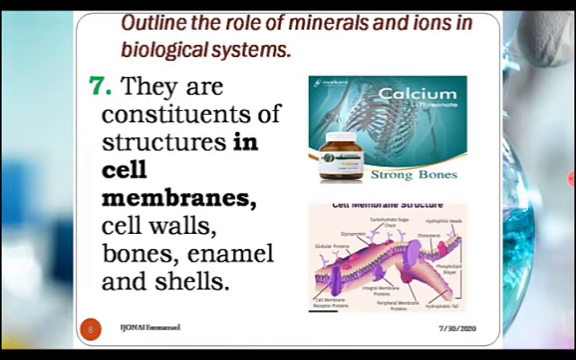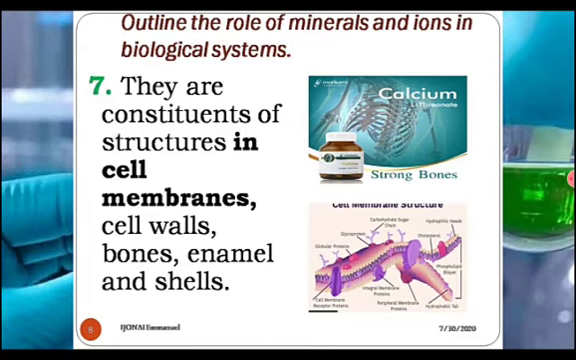They are also constituents of structures in the cell membrane, in the cell walls, the bones, enamel, and the shells. You know very well that in the structure of the cell membrane we have the phospholipid bilayers, which of course contain phosphorus. Yes, you know very well that the cell walls as well contain cellulose. You know the bones contain calcium. The enamel and the shells as well contain calcium and phosphorus ions, which make them hard and strong to serve their purpose. So these minerals and ions are very important constituents of these molecules, of these structures in our bodies.